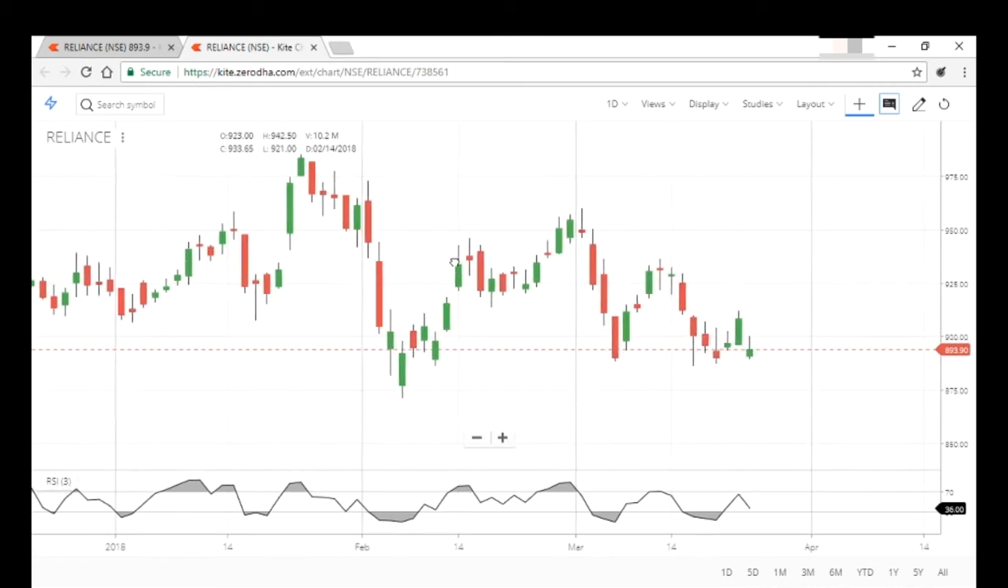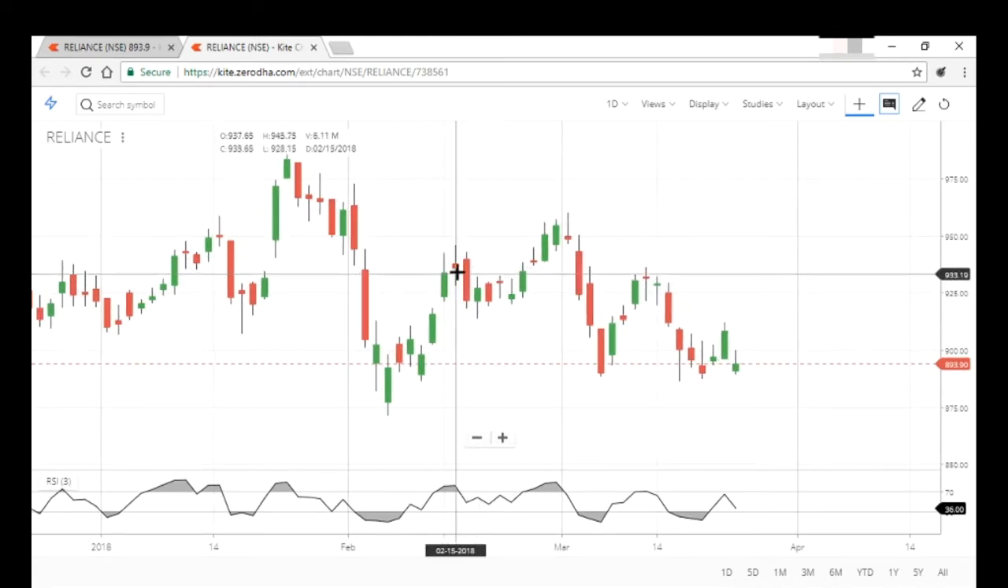Now the next case would be right here. Here you see the close of this candle is at 933.65 and the very next day open is at 937.65. See the difference, around 10-15 rupees gap up, but bulls were not able to sustain those levels, so the stock came down. And see the very next 2 to 3 days.